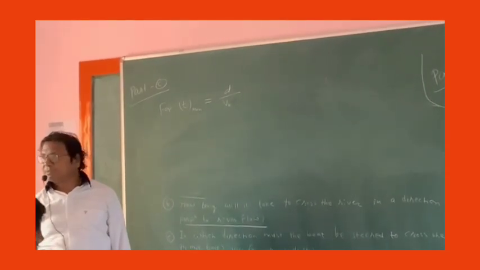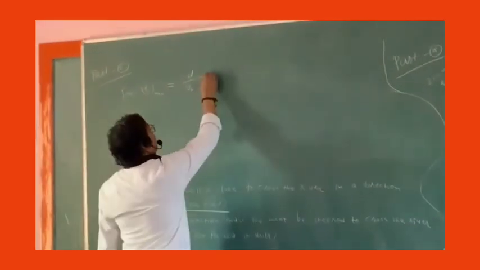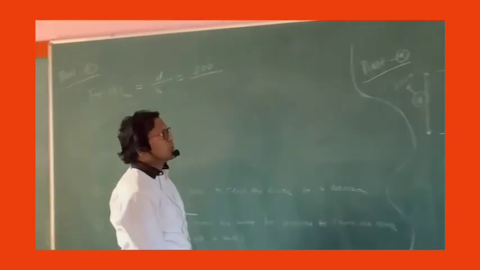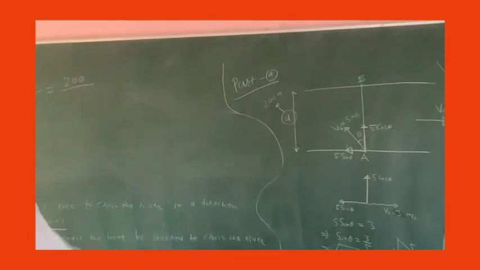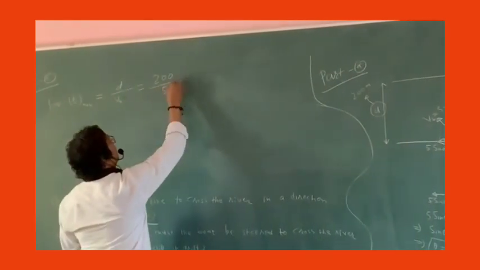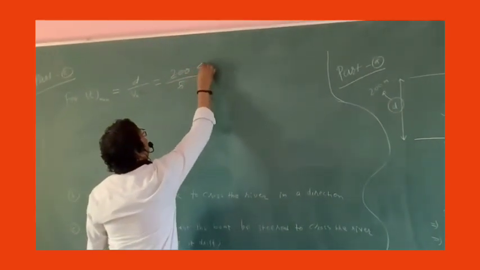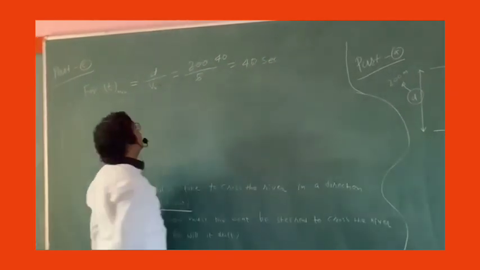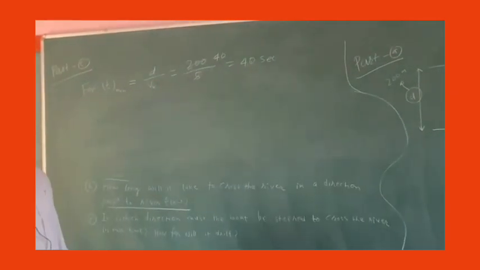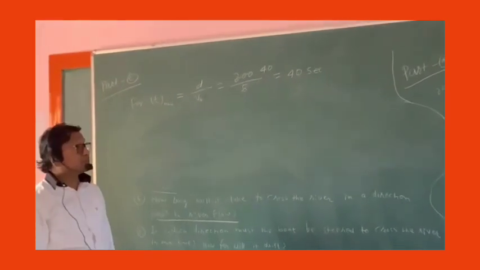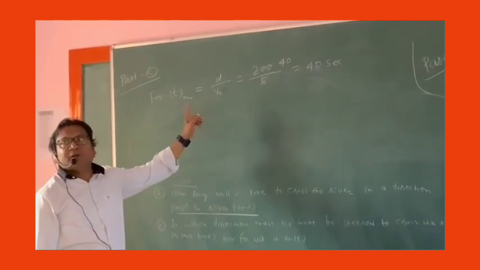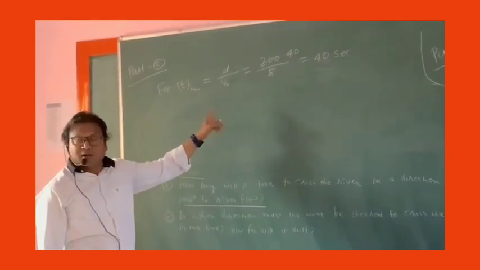Are you getting my point? Yes, sir. So this is 200 and Vv means how much? 5. So this is 5 fours are. So this is 40 seconds. That means in 40 seconds the boat will cross the river in minimum time. This is the minimum time taken by the boat to cross the river.